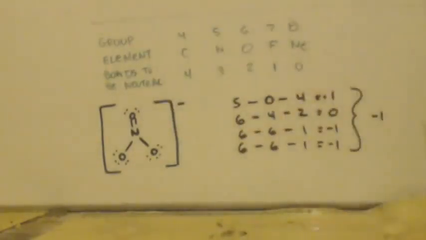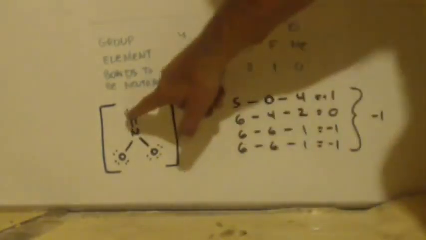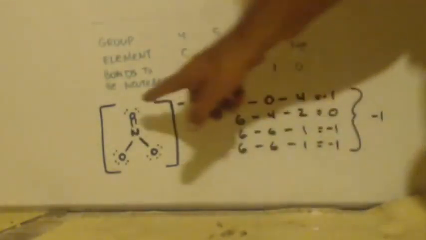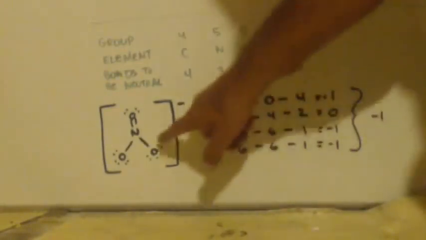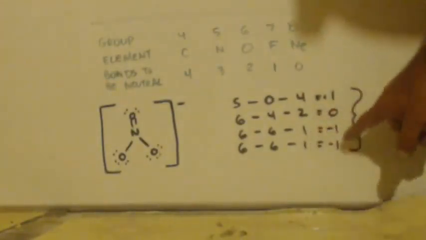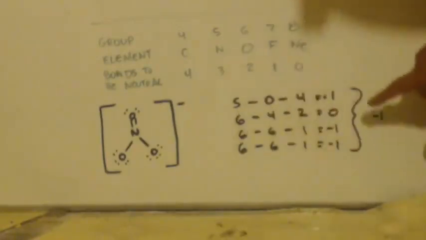Let's do this top oxygen. It is in group 6, so it has 6 valence electrons, minus the 4 non-bonding electrons, minus the 2 bonds it has. So it has no charge. Each one of these down here, as you can see I did it twice, should have 6 minus the 6 that they have that are non-bonding, and 1 bond. So they each have a -1 charge. Overall, the whole molecule, +1 and 2 negative ones, it's overall a -1 charge. So this is all good.